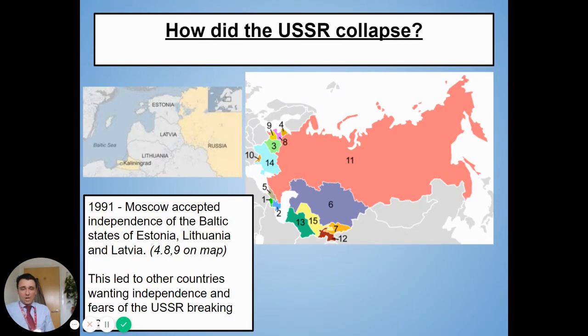And this led to other countries as well that were a part of the USSR that you can see numbered here, wanting independence from Russia. They wanted to be on their own. They didn't want to be controlled. And there were fears of the USSR breaking up. For the hardline communists, the Baltic states leaving was too much to bear. It soon became clear that Russia was going to exist on its own, and the USSR would break up completely unless the hardline communists did something to stop Gorbachev.